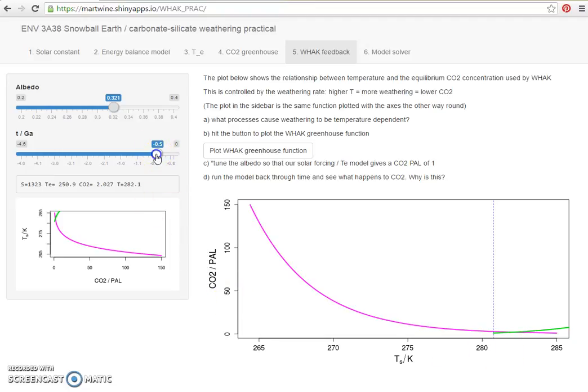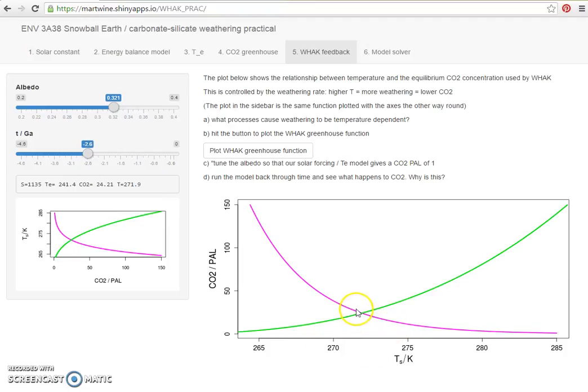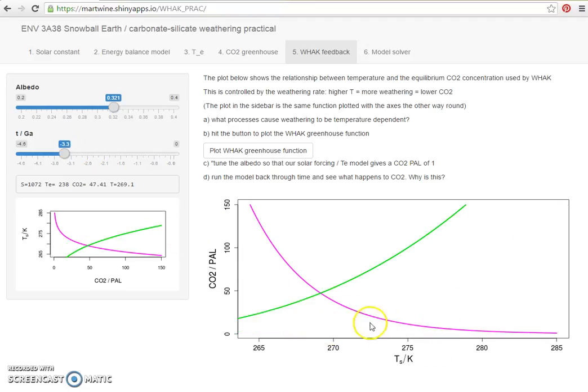So we're running back through time, and you can see visually that the intersection point, which is the solution of the two simultaneous equations of the effect of CO2 on temperature and the effect of temperature on CO2, is moving up. Oh, sorry, that's the wrong way. Is moving up the pink line. So where the effective temperature was lower because of the lower solar constant, CO2 was higher, and that's going some of the way to mitigate, or a considerable way to mitigate, this temperature change.